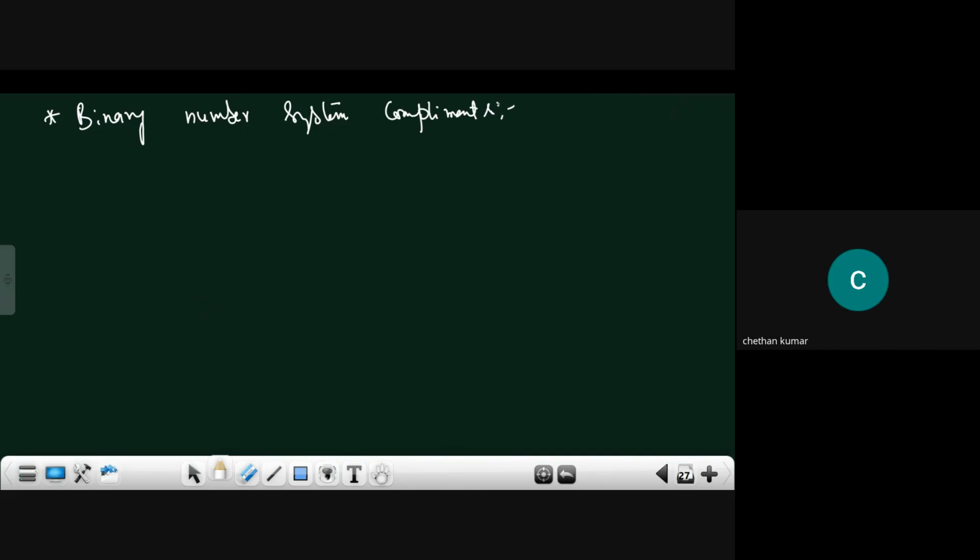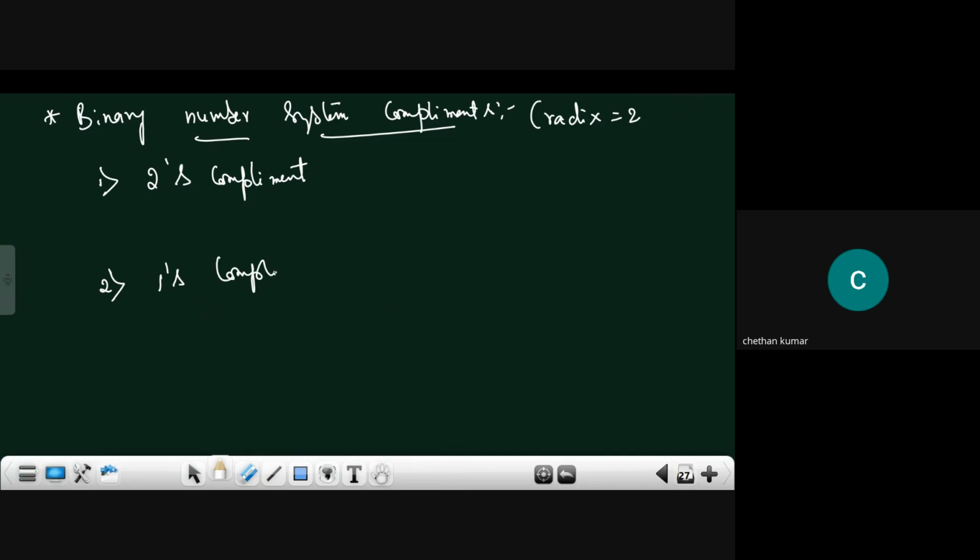Binary number system complements. What are the binary number system complements? If the radix is 2, we have 2's complement and 1's complement. What does 2's complement mean? You can call it r's complement. And the 1's complement is the r minus 1's complement.